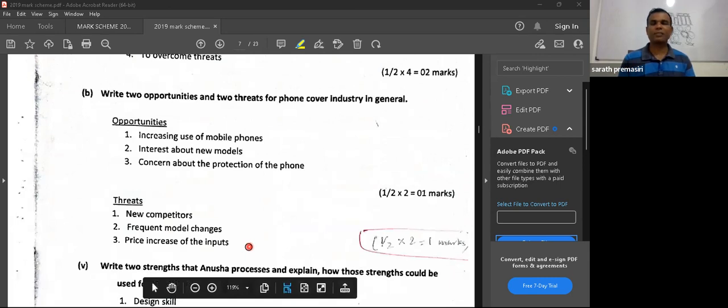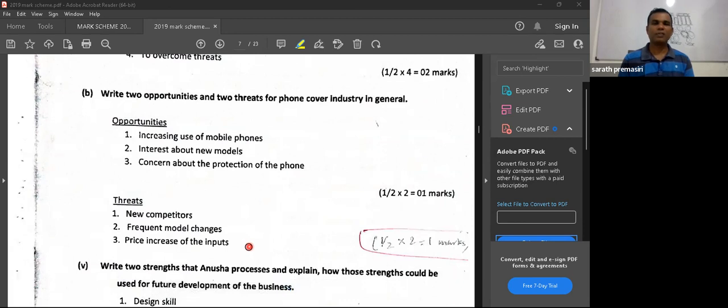Look at the threats with regard to her industry in general. Threats of the phone cover industry. First one, arrival of new competitors. You know that with the development of a certain industry, new competitors are arriving into the industry.